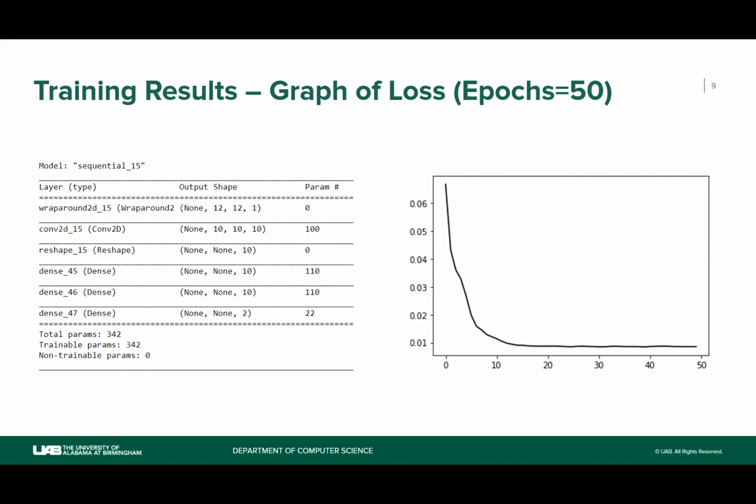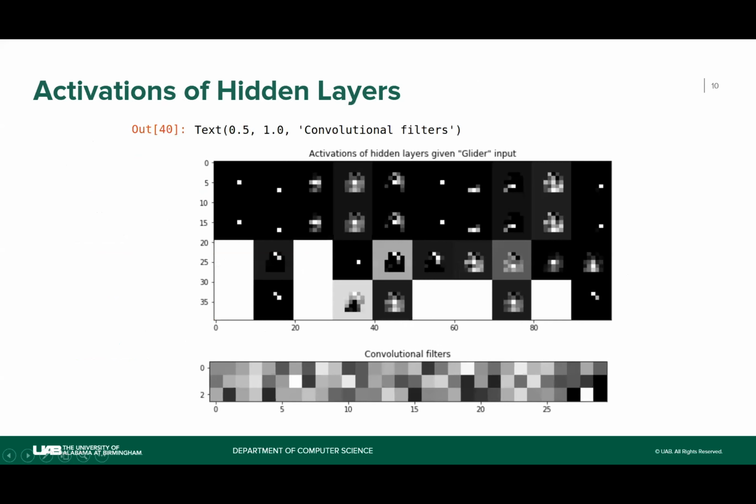And so here you can see some results that we had from training. We used 50 epochs here, and we have this nice graph that shows the loss by epoch. And here are the model details on the left-hand side. On this slide, we wanted to show the activation of each of the hidden layers. The hidden layers of the CNN typically consist of a series of convolutional layers, and below you can see the convolutional filters.